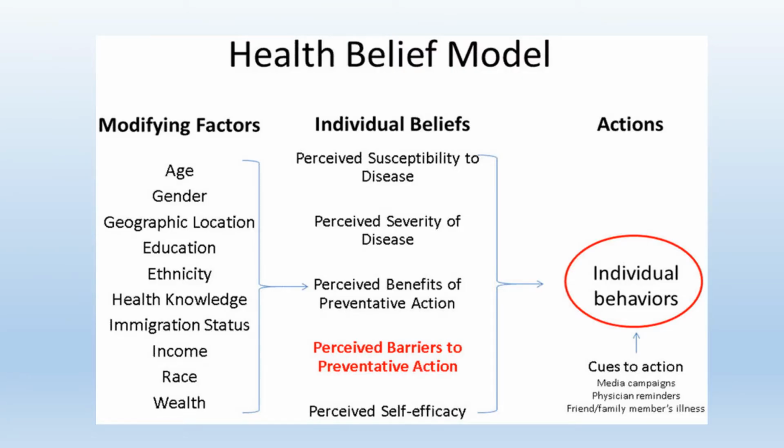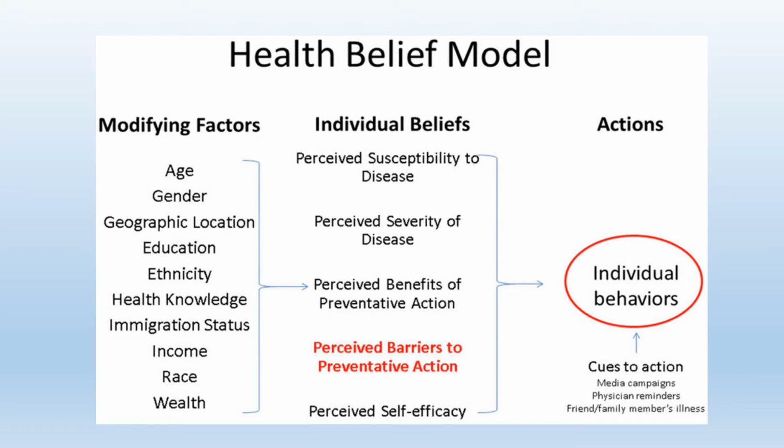The health belief model includes three components: modifying factors, individual beliefs, and actions. Modifying factors include age, gender, geographic location. Geographic location is very important. It basically impacts the overall society and highlights how much a person is going to take care of his health, what the health concerns are. So overall, your location and your society have a huge impact on your healthy or unhealthy behavior. Education: the more educated a person is, the more he is concerned about his healthy environment, healthy condition, his own health, healthy behaviors.